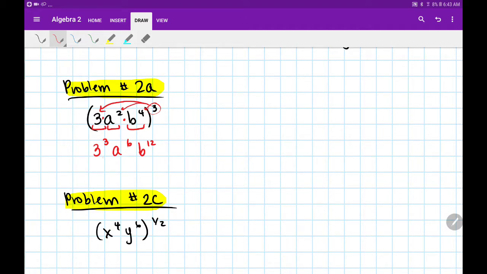And that would be, once we simplify this, 3 to the third, 3 times 3 times 3 gives me 27. So my answer is 27, a to the 6th, b to the 12th.